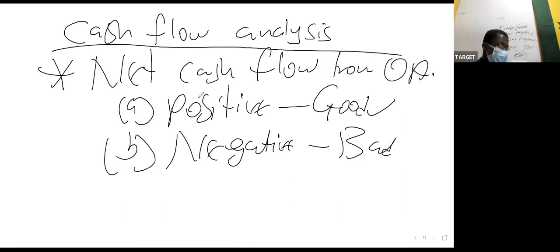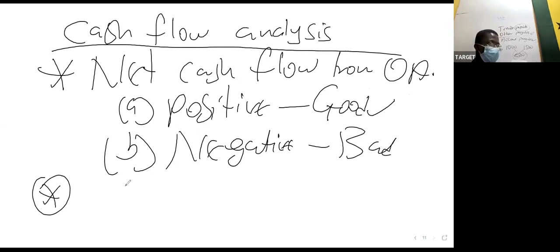So here, since the net cash flow for operating activity is positive, it suggests that there's a good performance in what? Cash flow. Since they don't need what? External bailout or external what? Funds to operate. Let's go to number 2.